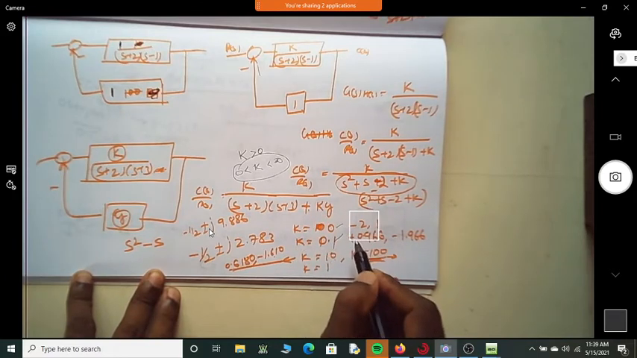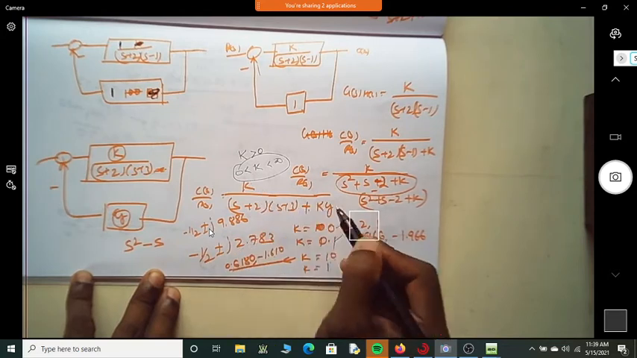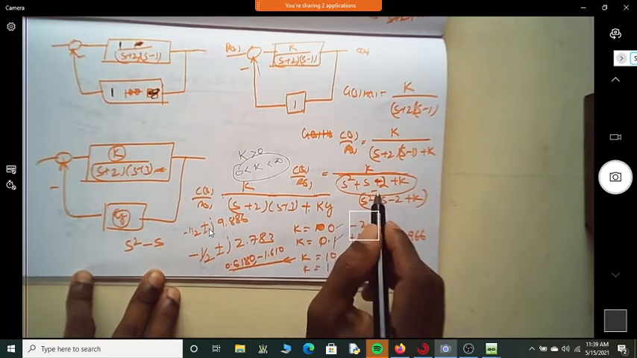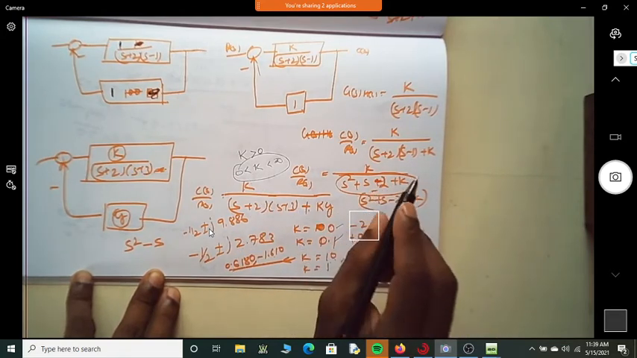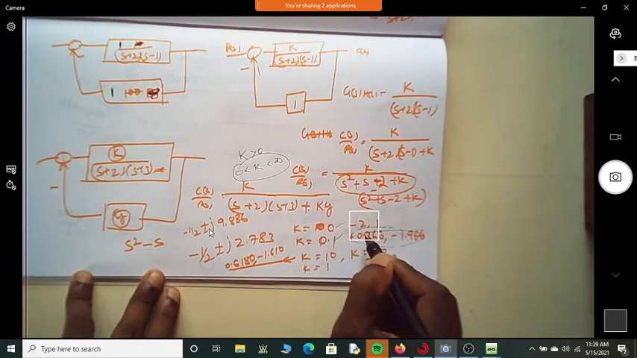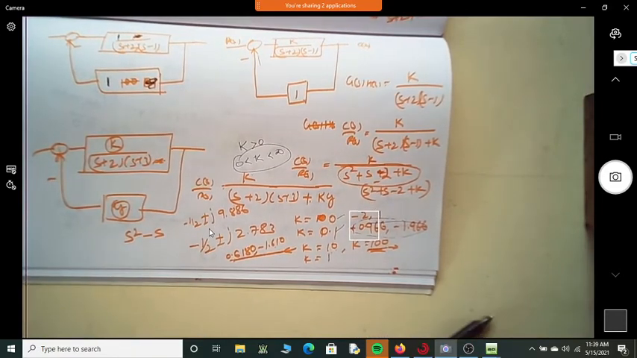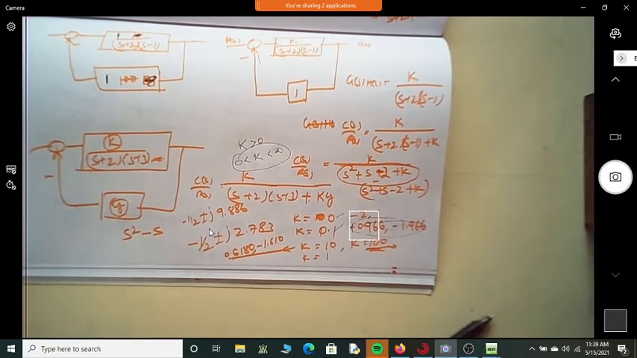Meaning that the roots will have a path. The path traced by that locus is called the root locus. As the root is nothing but the characteristic equation root, the path traced by the closed loop poles is nothing but the root locus. Let me just go here.